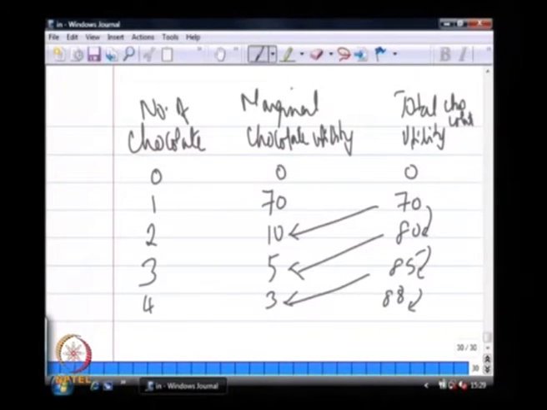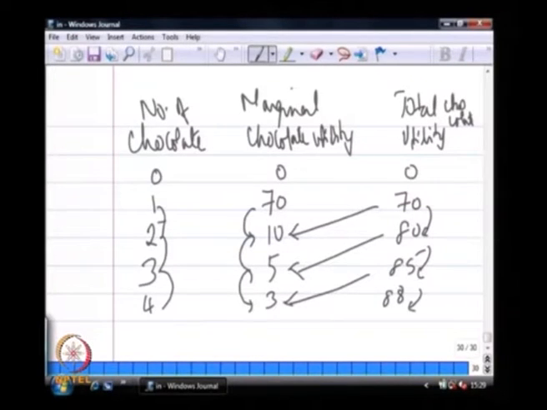So, from 1 to 2, 2 to 3, 3 to 4, the total utility keeps increasing, but at a slower rate. Why? Because the marginal utility keeps dropping down, because it was 70, but the next 3 chocolate bars put together, the aggregate marginal utility is 18.